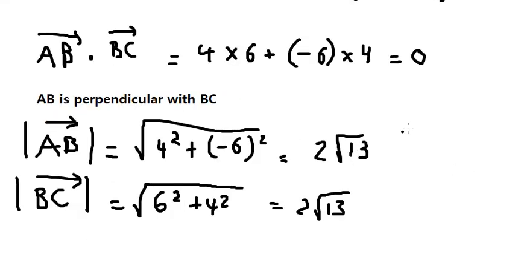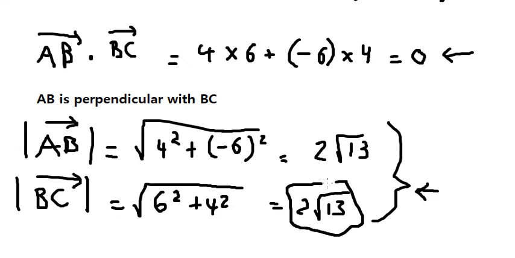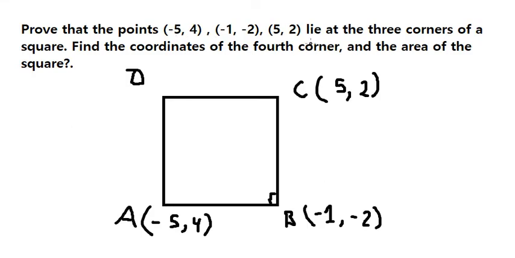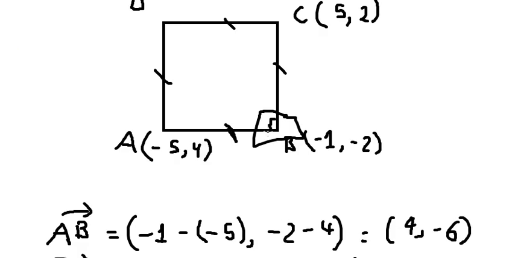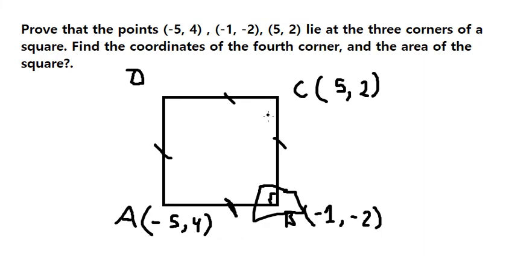So we have two conditions, the first one and the second one. We can see that they are the same. So we can prove that the 3 points lie on 3 corners of the square, because the square has 4 sides that should be equal. But we just have two sides here. They are equal, and at least one right angle. So that means we can prove that A, B, C lie on 3 corners of the square.